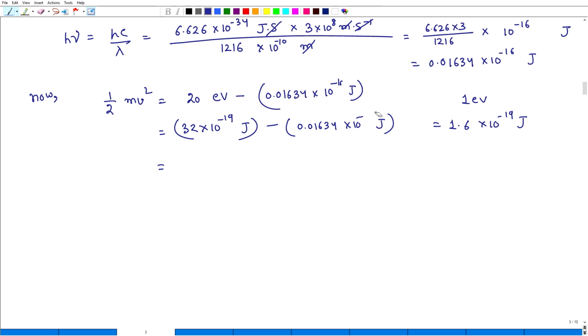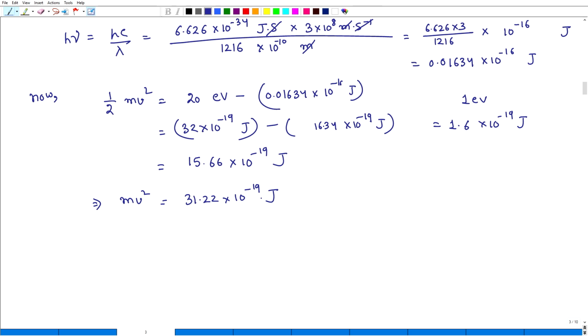If we shift by 10 to the 3, it will be 16.3. So it will be 32 minus 16.34, which is 15.66 into 10 to the power minus 19 joule. That's half m v square. So m v square will be multiplied by 2, so it is 31.22 into 10 to the power minus 19 joule.